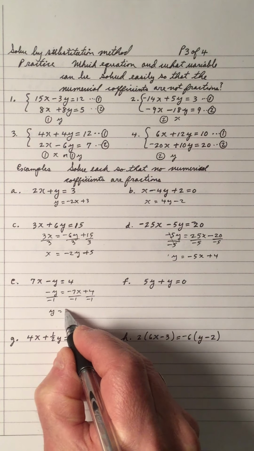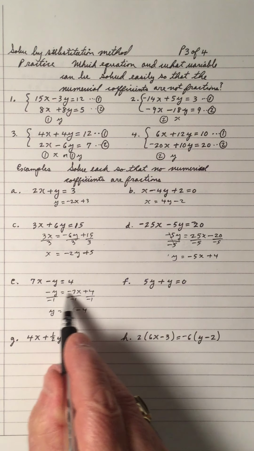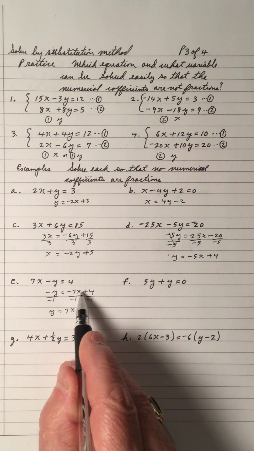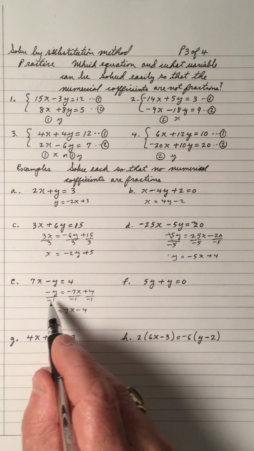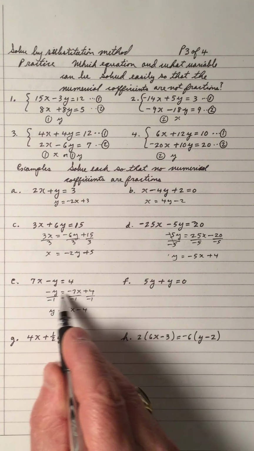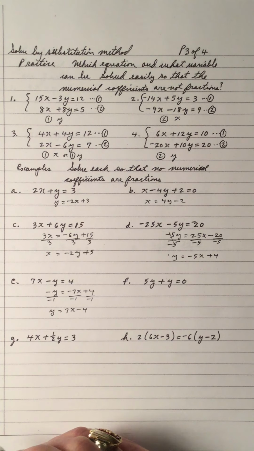So y equals 7x minus 4. What a lot of people do right here, they've got a negative y, they'll just multiply by negative 1. They'll change all the signs. I like to divide by negative 1 or multiply by negative 1, your choice. Because that's a negative y, then we're changing all the signs. We're multiplying it by negative 1 or dividing by negative 1.